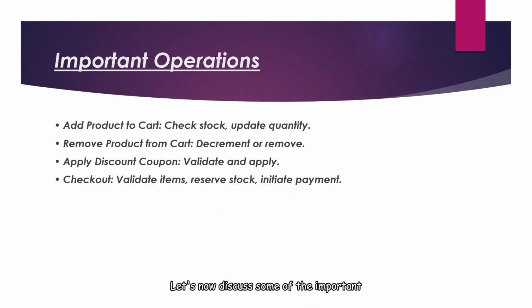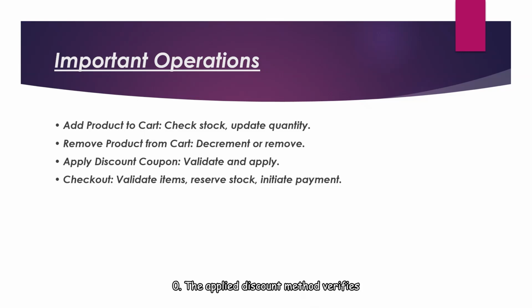Let's now discuss some of the important operations of the shopping cart system. The add product to cart method checks if the product is available in stock and adds the product to the cart, either by increasing the quantity of the existing item or adding a new cart item. The remove product from cart method is used to remove items from the cart, either decreasing the quantity or completely removing the item if the quantity reaches zero.